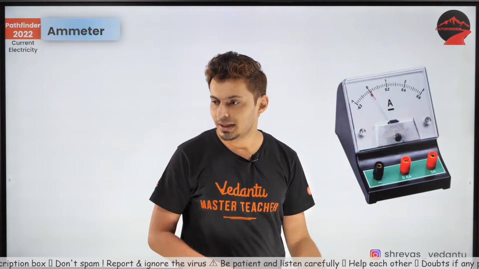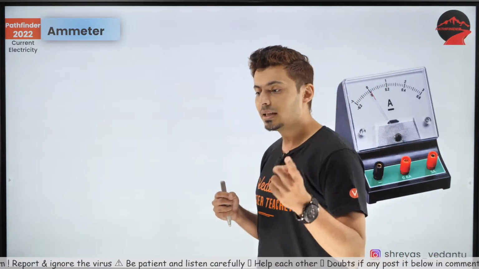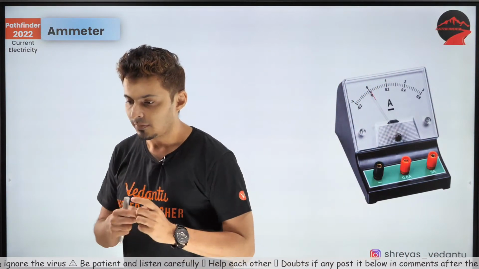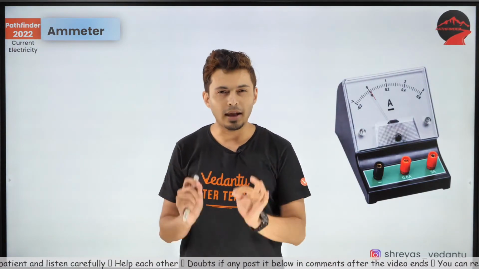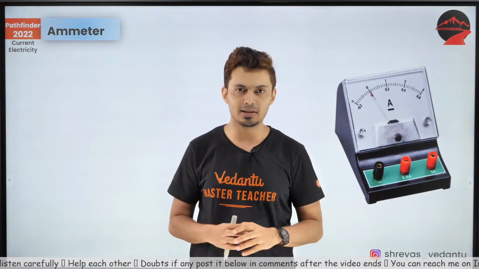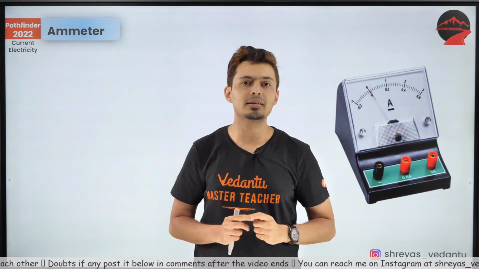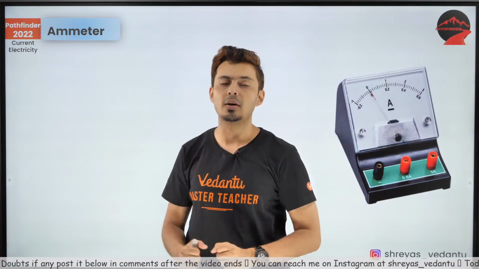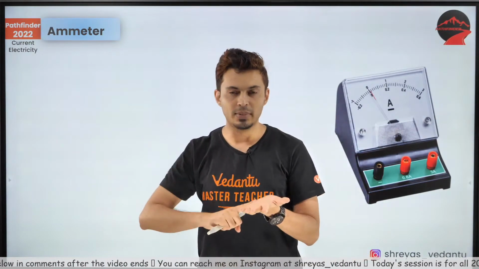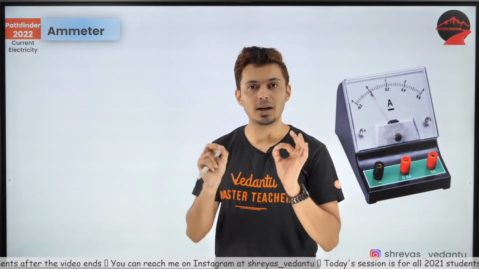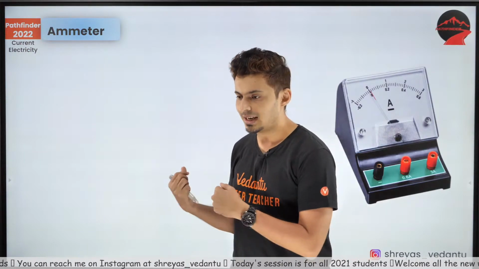Now let's get going to the next device, and that's the ammeter. Now one thing I would like to tell you is that ammeters and voltmeters are actually nothing but galvanometers, but with a special modification. Now what exactly is that modification? That's what I want you guys to understand. Ammeters and voltmeters are nothing but galvanometers with a small modification, and the theory behind it is what we are going to see.